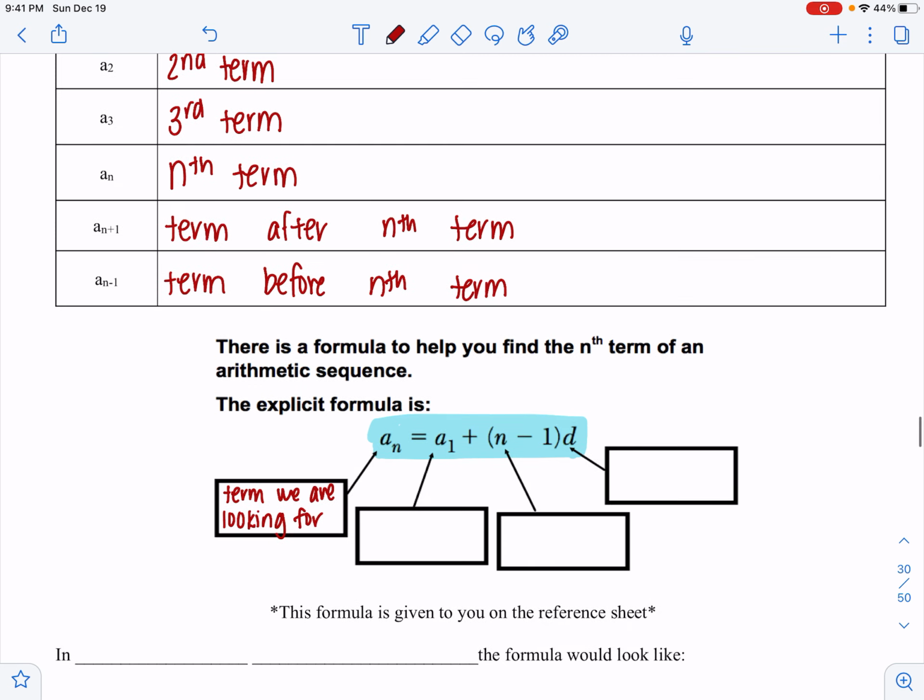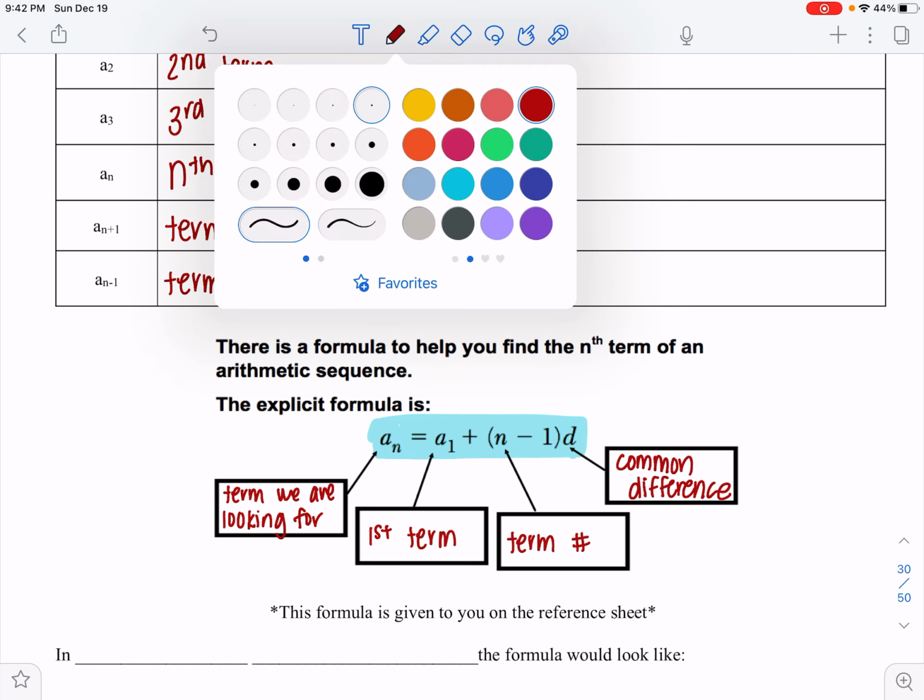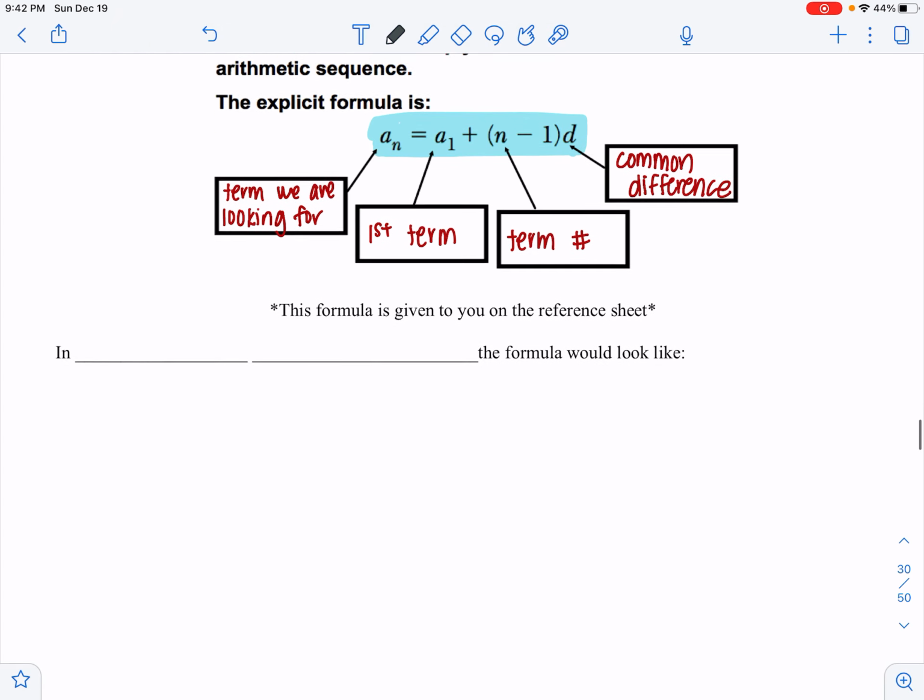A with the little 1, we went over that. That is our first term. N is the term number. And D is our common difference. That's our pattern. And we'll talk about how we can find that in a little bit. Okay, so just make sure you know this formula, and let's move forward to our next page.